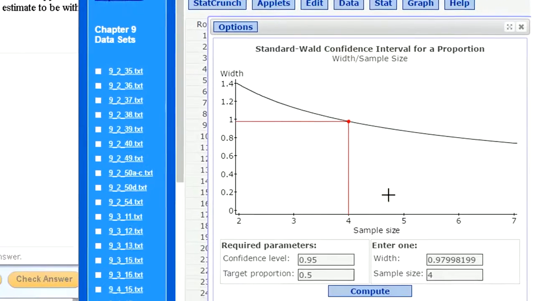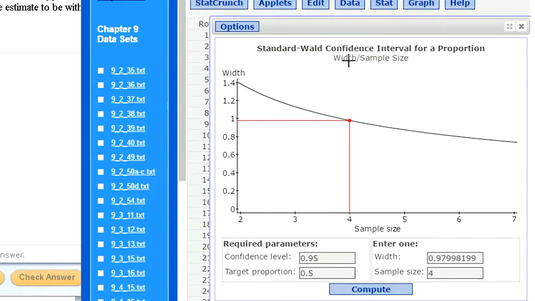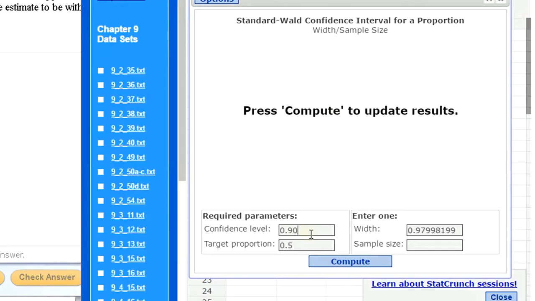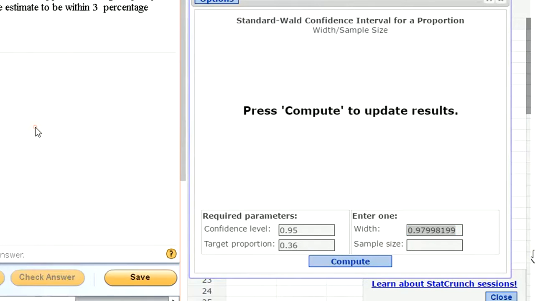So what you do is you put in your confidence level, 0.90. Oh, sorry, it's 0.95. And for the target proportion, if we use a previous estimate of 0.36, that's what we put in for the target proportion. And now, here's the thing you have to be a little bit careful of. It asks you for the width.